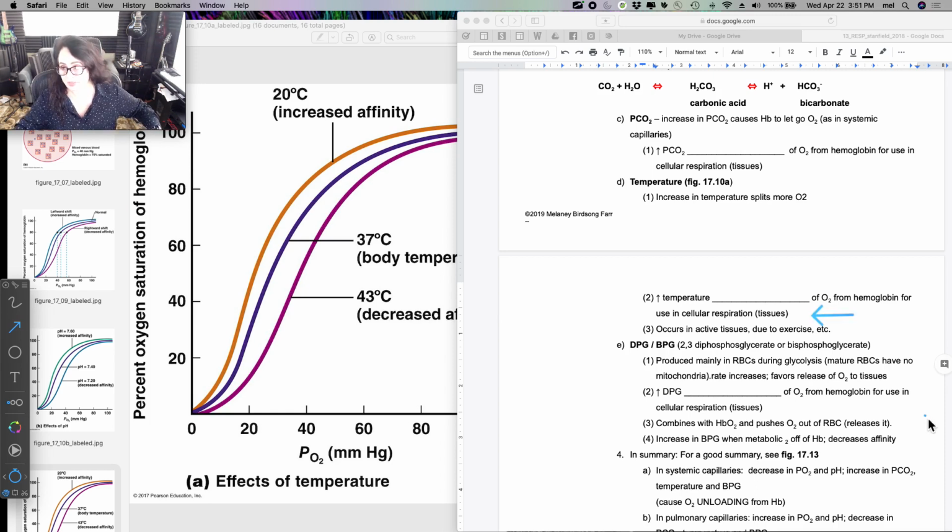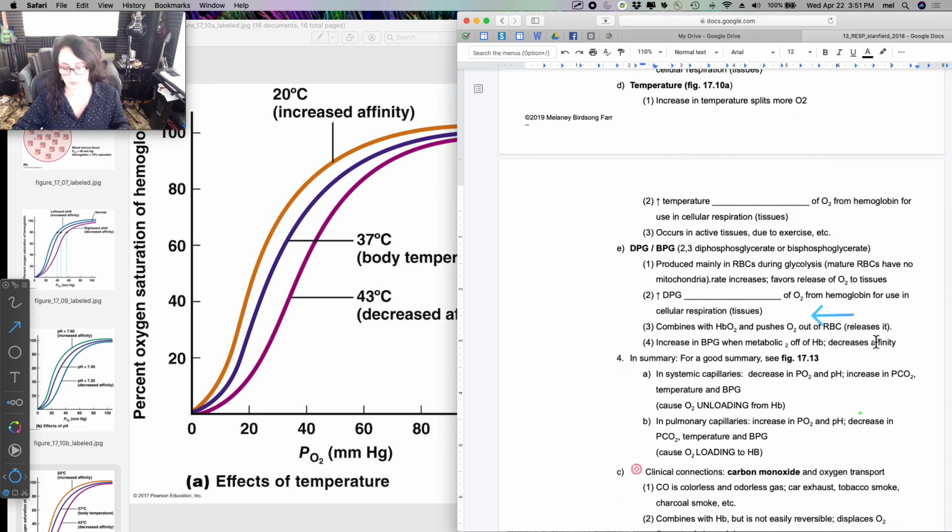Okay, and then the last one with oxygen is the one that's just a little weird to describe, but I can do it with you. And that is this one. You haven't heard of this before. This is BPG or DPG. It's 2,3-diphosphoglycerate or 2,3-bisphosphoglycerate. Unfortunately, they haven't gotten their act together about which one.